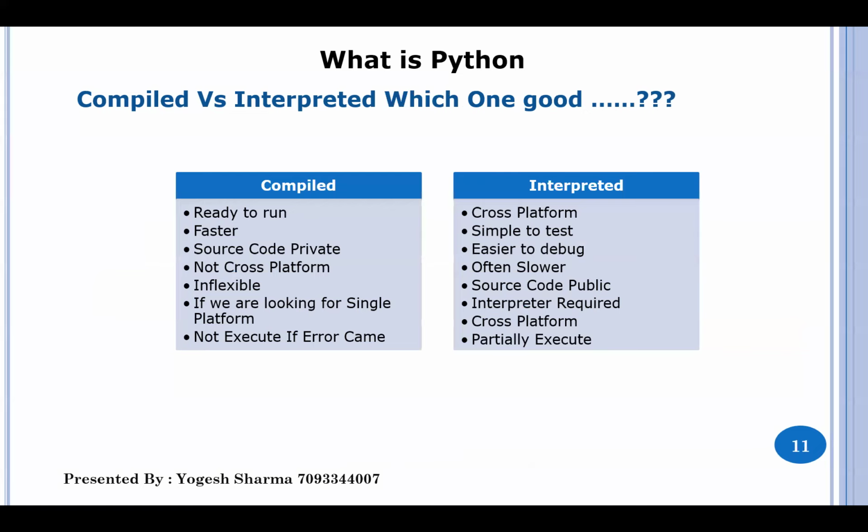So these are some points. Compiler based approach and interpreter based approach. In compiler based, whatever the output we are getting, this is ready to run रहता है, faster रहता है, source code private रहता है, not cross platform, inflexible, ऐसा सब कुछ तो पॉइंट्स हैं. इसमें एक पॉइंट है फोर्थ नंबर का, नॉट क्रॉस प्लेटफॉर्म. व्हाट इज द मीनिंग ऑफ दिस?